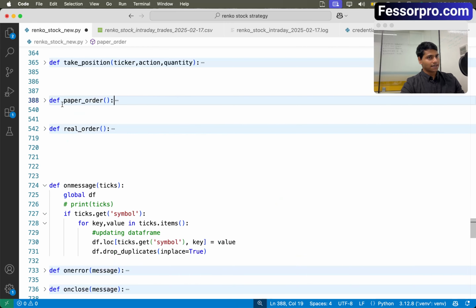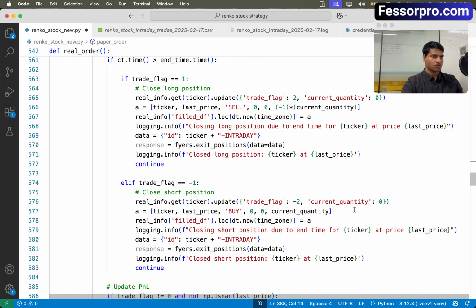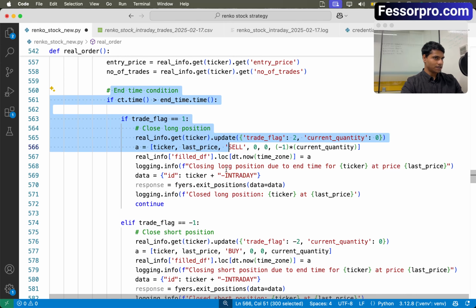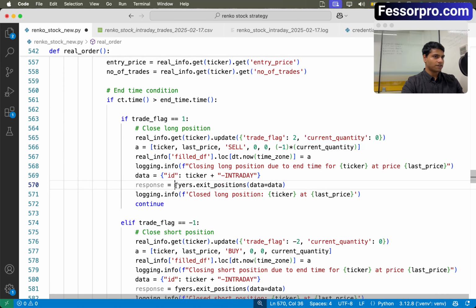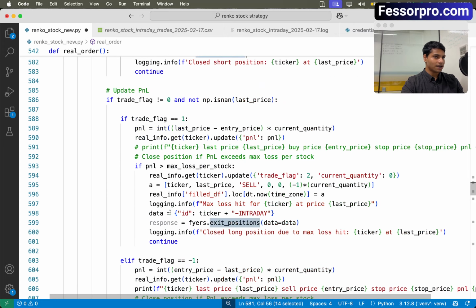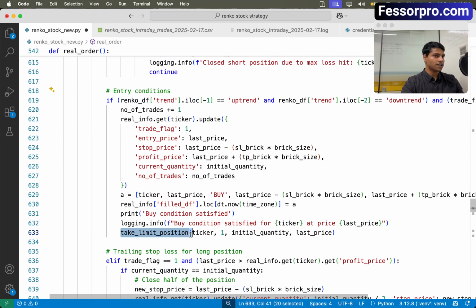Now, the exact same thing I've copied into the real order function. The only difference is that here I will place a real order. So let me show you. Here, when my end time condition is satisfied, I'm calling a function. See, there is a function called exit position. I'll exit the position for that ticker. Similarly, here also I'm calling exit position. And when my entry condition is satisfied, here I'm calling a function, take limit position. So this will simply place the order.